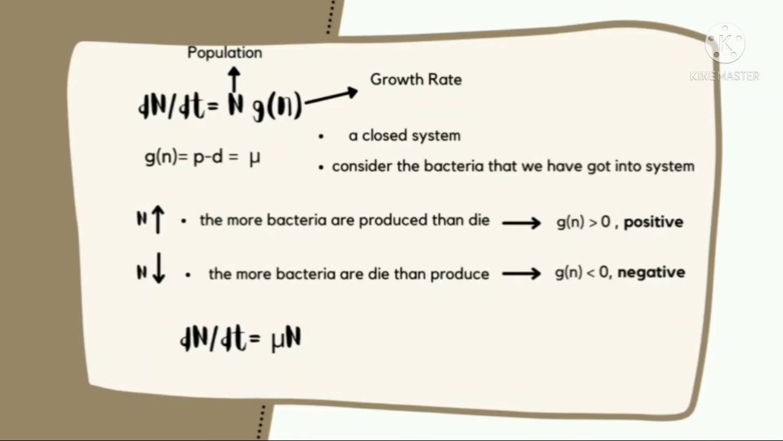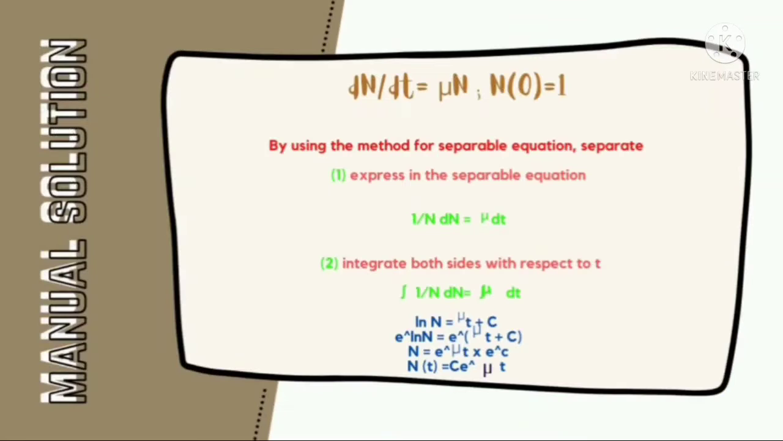What is the relationship between population and growth rate? If the population size increases, that means more bacteria are produced than die. That also means our growth rate is positive. If the population decreases, more bacteria die than are produced, and it also defines the value of growth rate, which is negative.